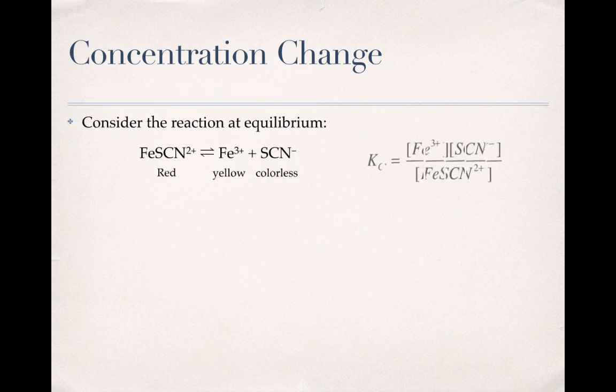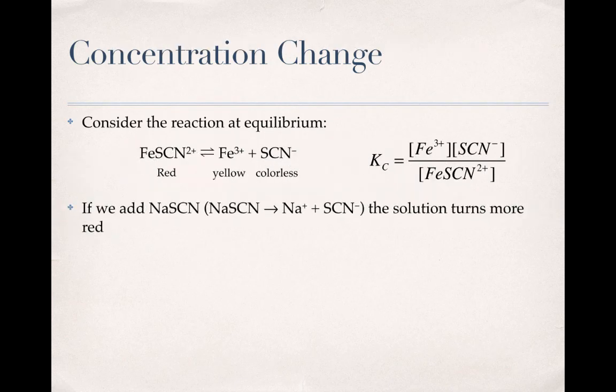Let's take a look at concentration changes first. So let's consider this reaction at equilibrium. We've got iron thiocyanate, which is a red color, iron 3+, yellow, and the thiocyanate ion, colorless. That reaction is in equilibrium. It's got a Kc as we see there: iron 3+ times SCN minus over the iron thiocyanate complex.